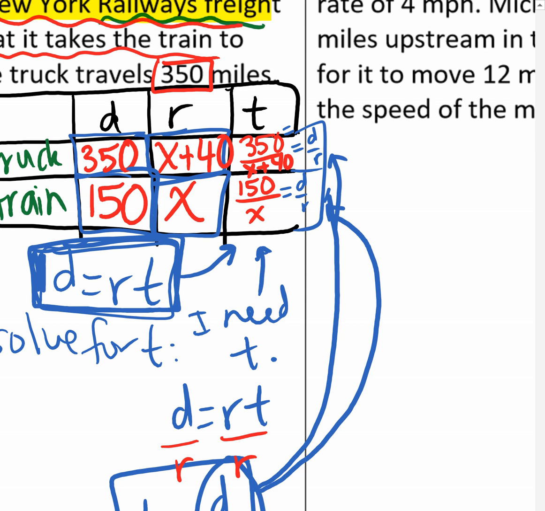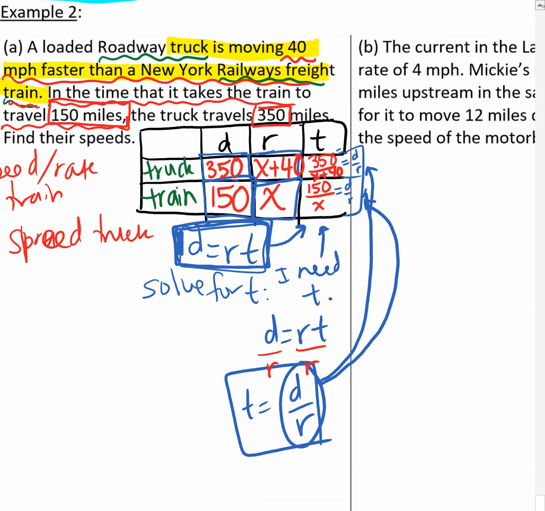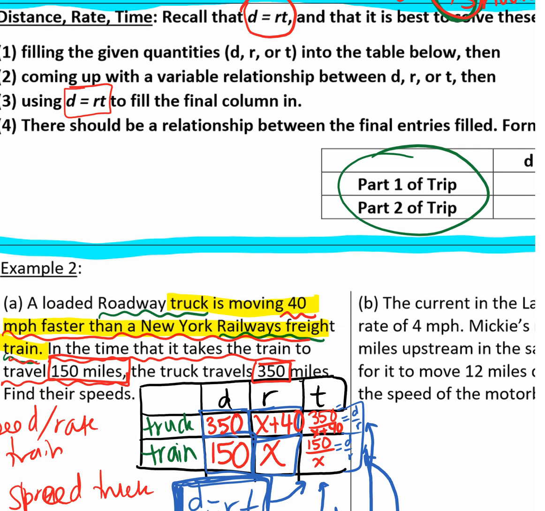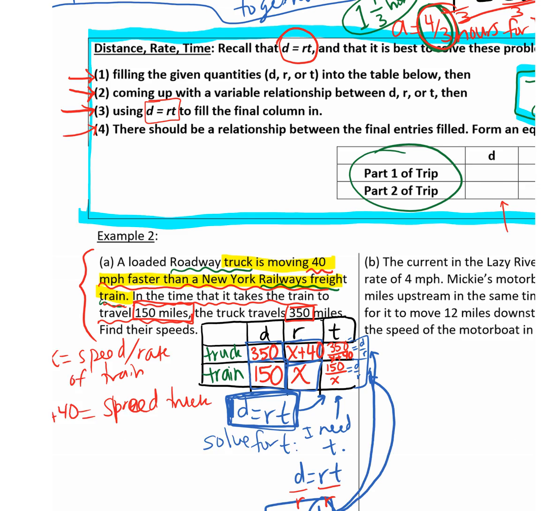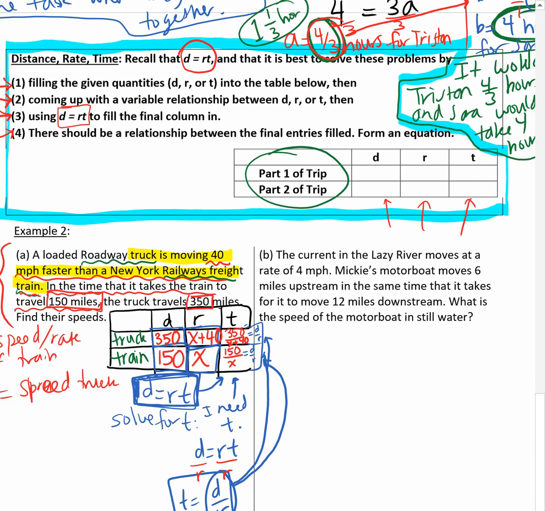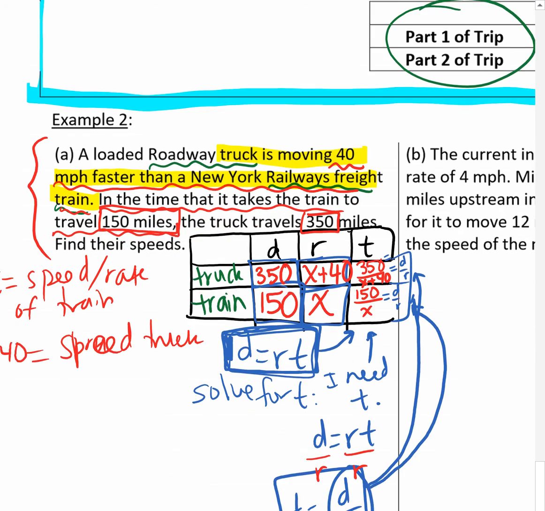Alright, we've done steps. How many steps is that? 1, 2, 3? Let's see, where was that step? Step 3? Yeah, okay, step 3 said use that to fill in the final column. Alright, we got it. And then as it says, there should be some kind of either an outright spoken relationship between the things you just filled in, or it should be kind of secret, not secret, but unspoken relationship.